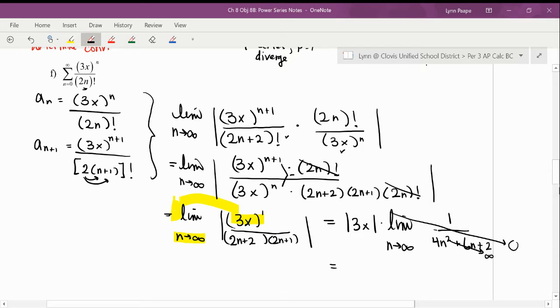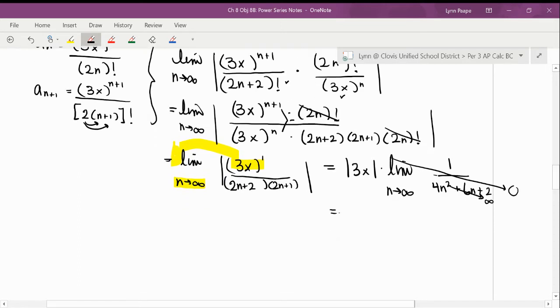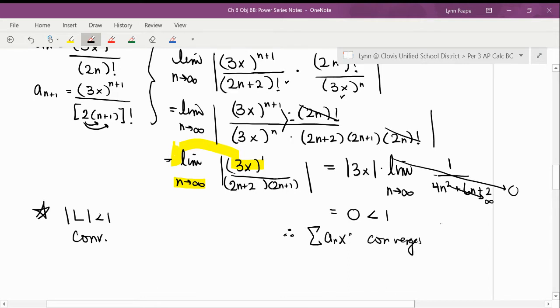And so I would have the absolute value of 3x times 0, which is just equal to 0. So what is happening here, again, remember I'm using the ratio test. If that limit is less than 1, the series converges. So is 0 less than 1? And that would be yes, right? So that means that my series converges for all values of x.